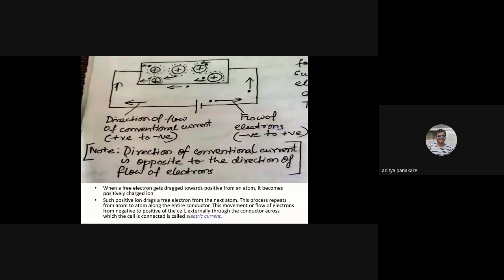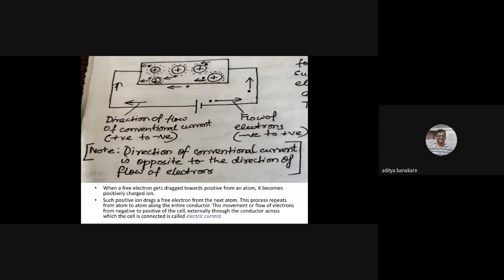Now such a positive ion drags a free electron from the next atom, because atoms inside the conductor are very closely spaced, one after another. So once an atom becomes positively charged, it pulls the free electron from its neighbor. This process repeats from atom to atom along the conductor.